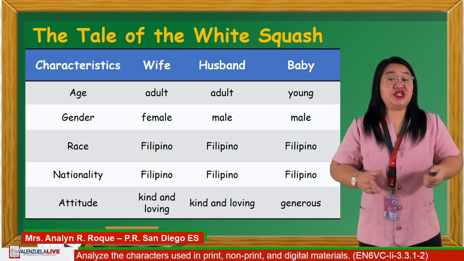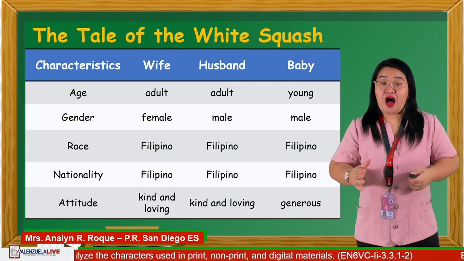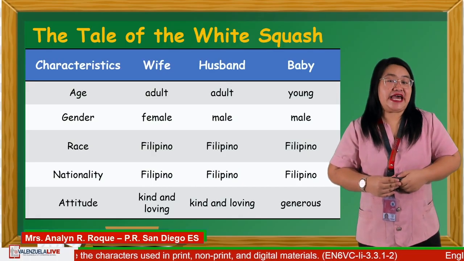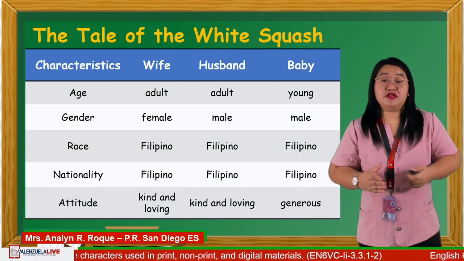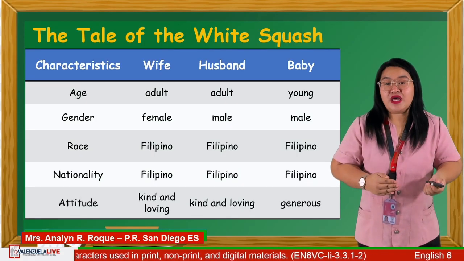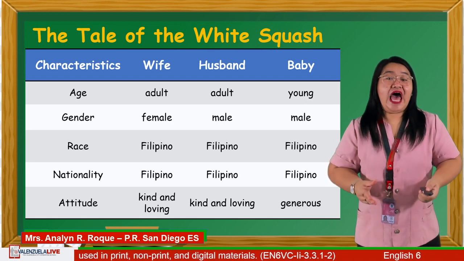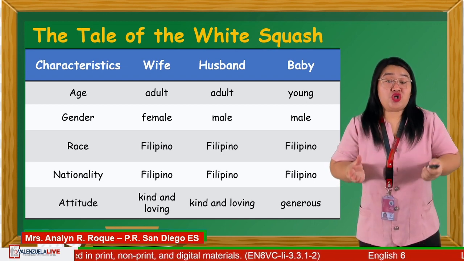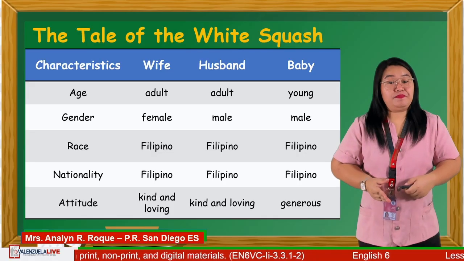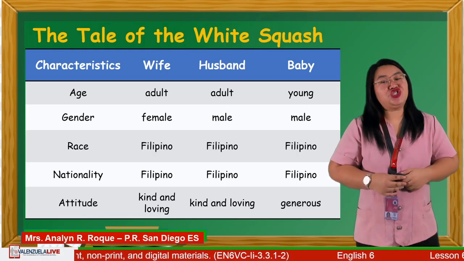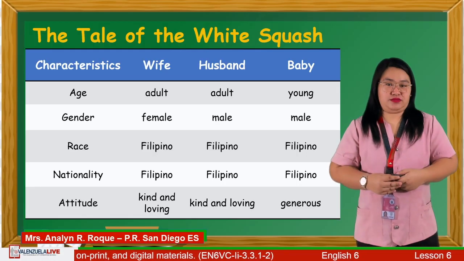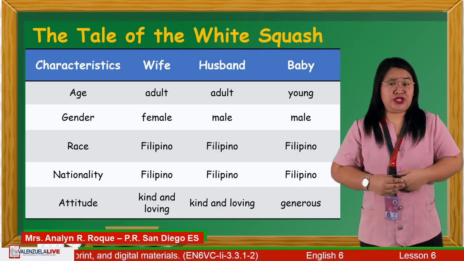According to the listed characteristics, on top, we have the three characters in the story: the wife, husband, and the baby boy. On the left, we have the characteristics, which are age, gender, race, nationality, and attitude. Let's talk about the age.